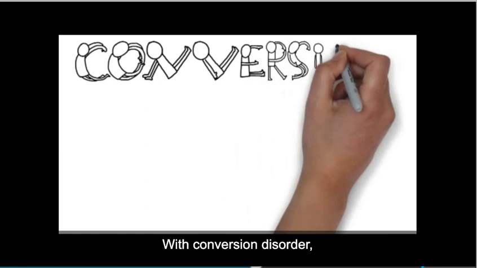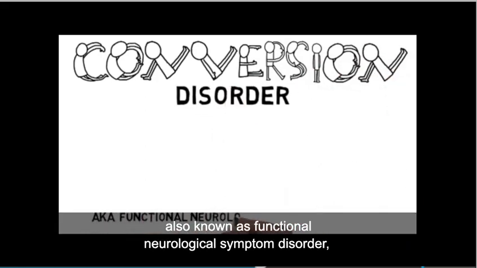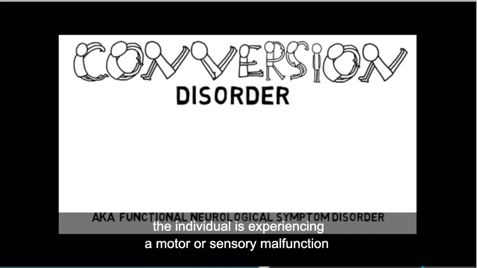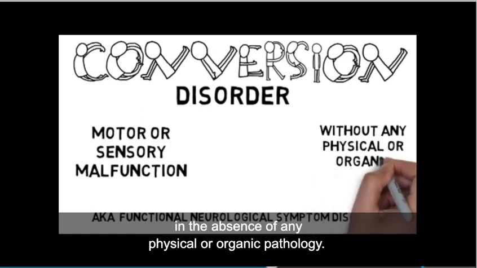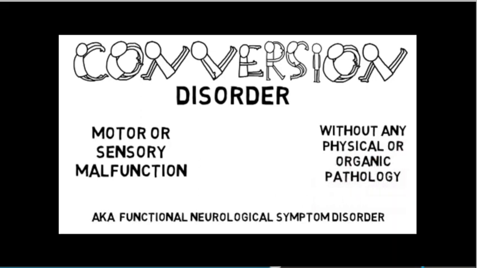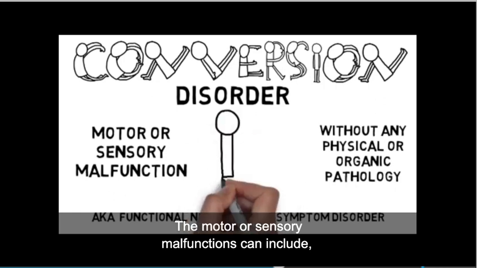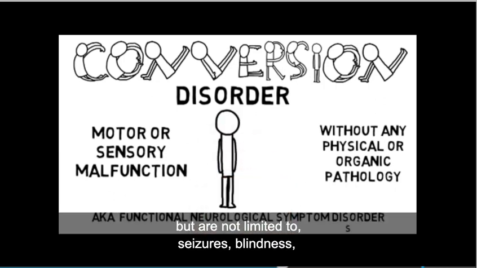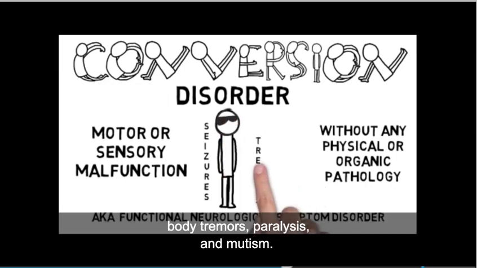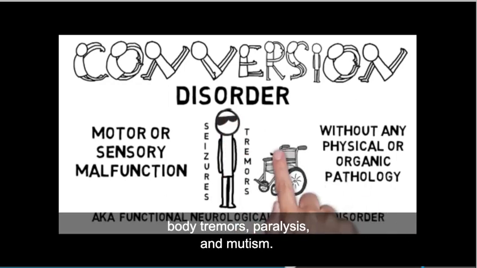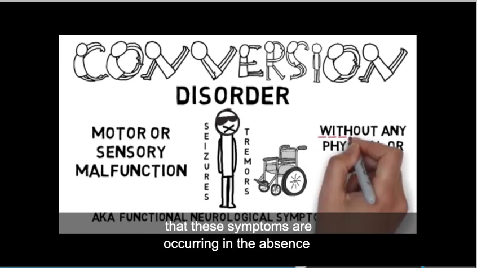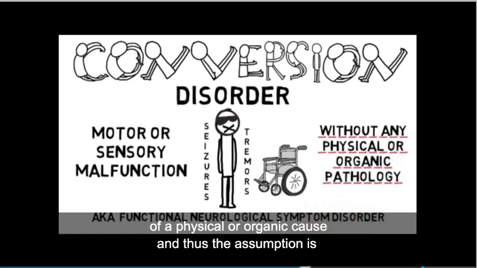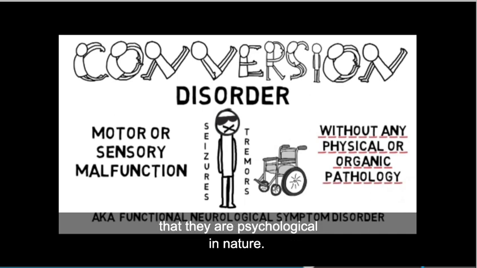With conversion disorder, also known as functional neurological symptom disorder, the individual is experiencing a motor or sensory malfunction in the absence of any physical or organic pathology. The motor or sensory malfunctions can include, but are not limited to, seizures, blindness, body tremors, paralysis, and mutism. Again, the crucial component to this diagnostic label is that these symptoms are occurring in the absence of a physical or organic cause, and thus, the assumption is that they are psychological in nature.